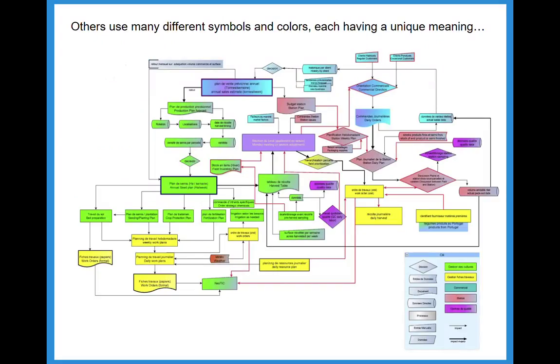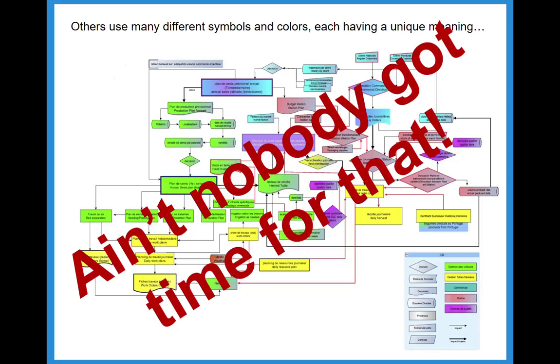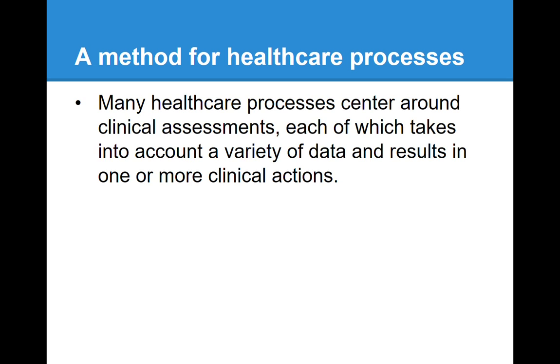Others are much more complex, using many different symbols and colors, each of them having a very unique and specific meaning. Those kinds of complex process mapping methods can take a long time to learn, and honestly, they're probably a lot more complex than what we need for the kinds of processes we're going to be studying. Many healthcare processes center around clinical assessments, each of which take into account a variety of data and result in one or more clinical actions.